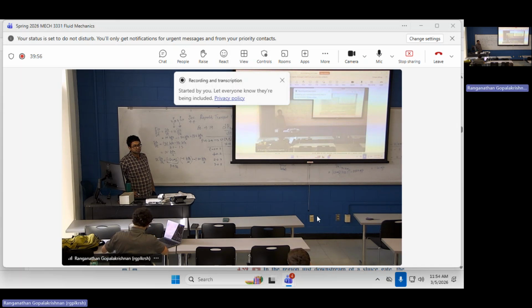Time and position. The total rate of change with time depends on time and position. It is not only about the change with time, it also depends on what goes on spatially as you move from point to point. Okay.